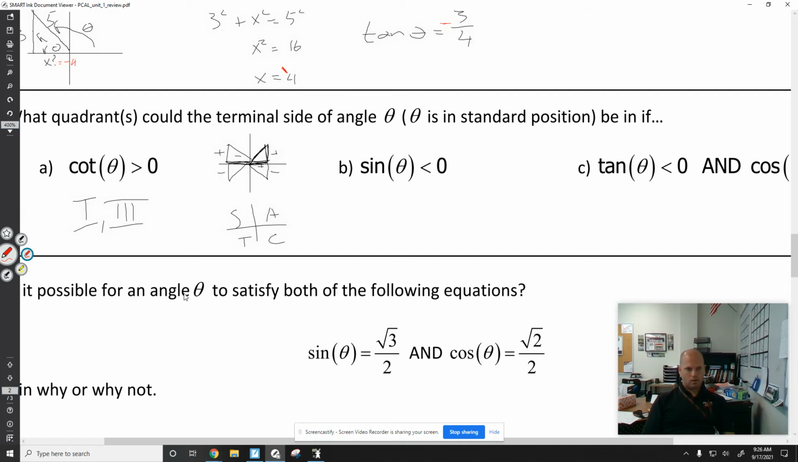The other way is to use ASTC. And you can see sine is positive in the first and the second quadrants. So that means it'd be negative in the third and the fourth. So either you see negative opposites here in the third and fourth, or you say, okay, sine is negative in the third and fourth because just tangent and cosine and they're reciprocals.